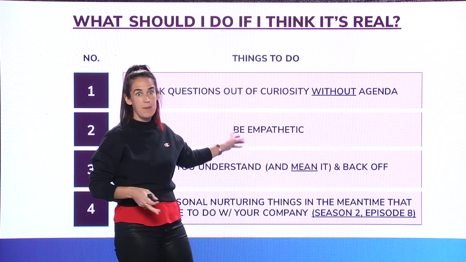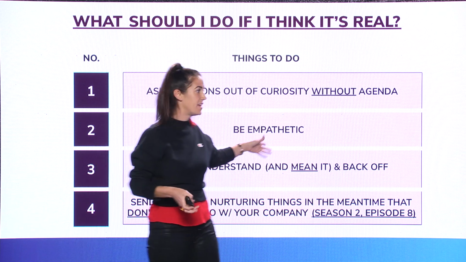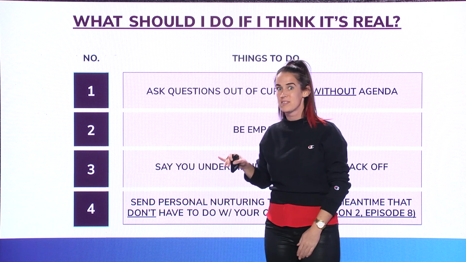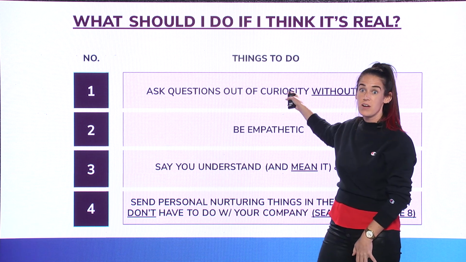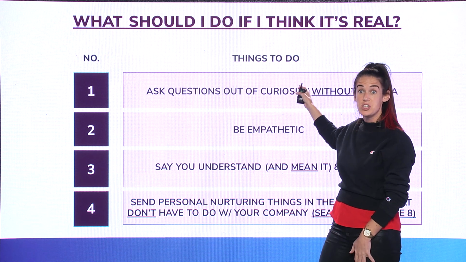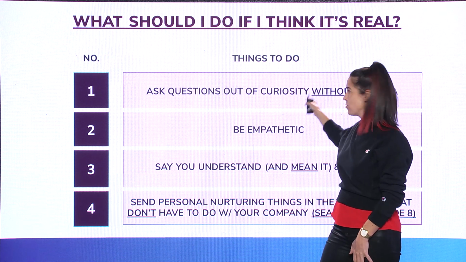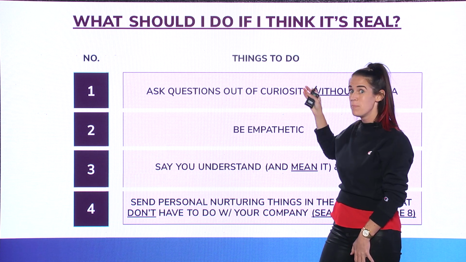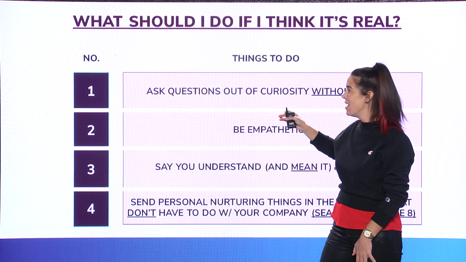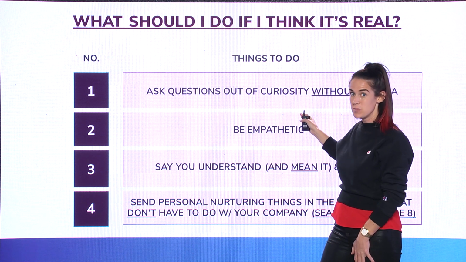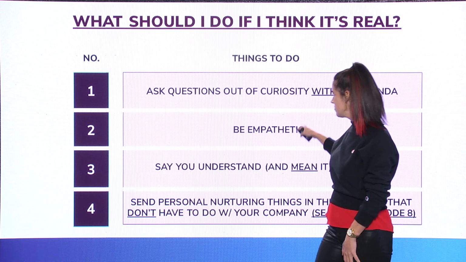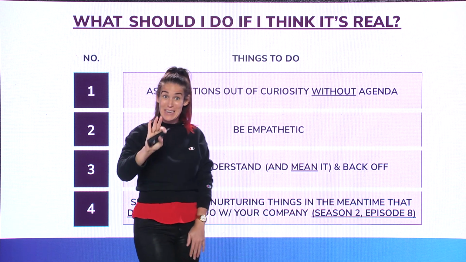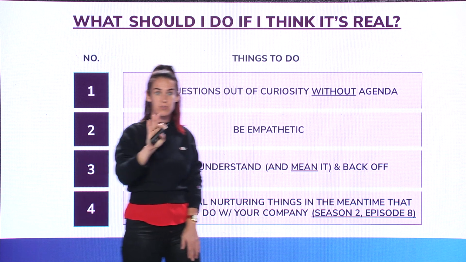A great episode with examples of that is season 2, episode 8 of Flip the Script. I go into all different kinds of examples, but I basically would say: I'm going to ask questions out of curiosity so I can get the real story without an agenda and not be pushy. I'm going to be empathetic and understand their world and their role and their place within that world as best as I possibly can and enter into that experience. I want to say that I understand the real objection and completely back off and mean it. And I want to send them nurturing things in the meantime.